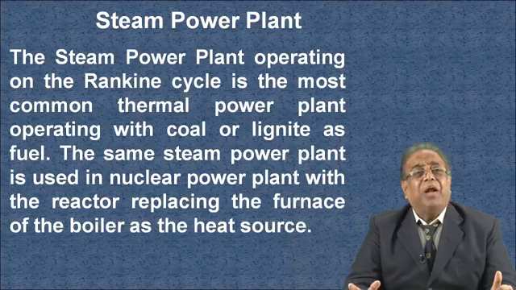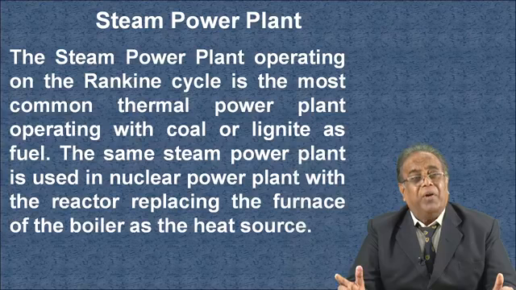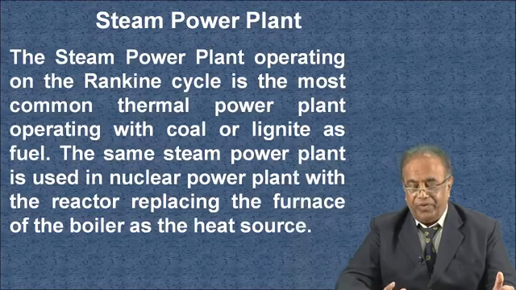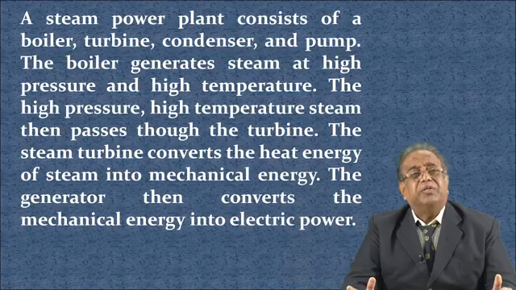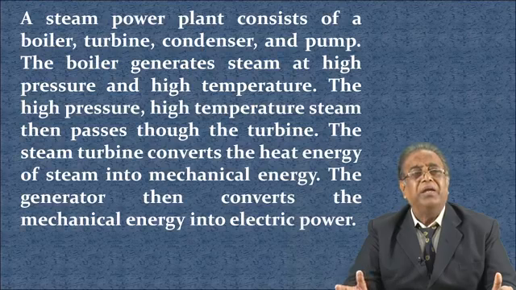The steam power plant operating on the Rankine cycle is the most common thermal power plant operating with coal or lignite as fuel. The same steam power plant is used in nuclear power plant with the reactor replacing the furnace of the boiler as the heat source. A steam power plant consists of four important components. They are boiler, turbine, condenser and pump.